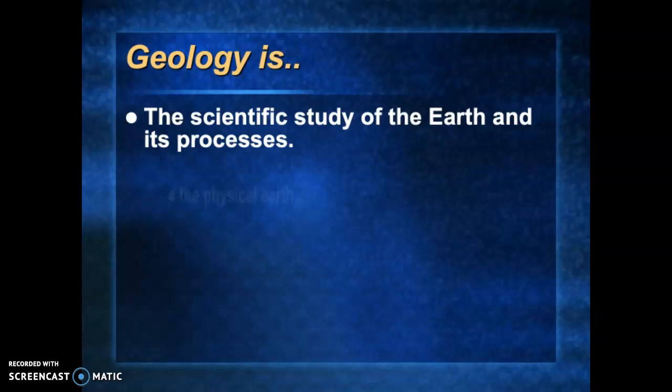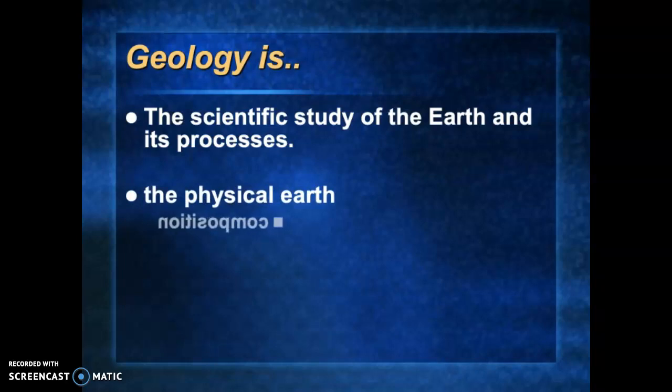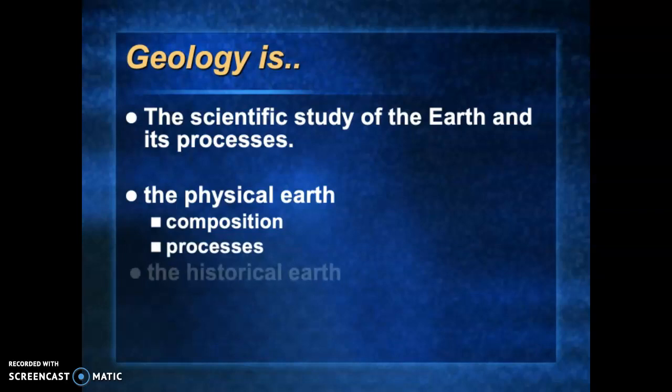of the earth. To be a little more specific, we study the physical earth, which is what this class is about. We will be looking at the composition, so that would be rocks and minerals and the materials that the earth is made of. And we'll also look at the processes that shape the physical earth. So that's really the core of what this course is all about.